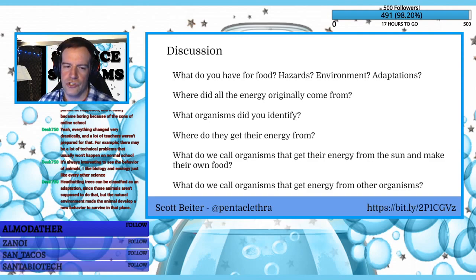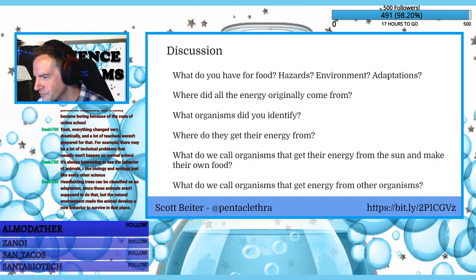Where did all the energy originally come from? Right? This is all about energy transfer in the ecosystem. So, where did that energy come from originally? They're supposed to say the sun. See what kind of organisms they can identify. And you can ratchet these up and down as far as what your expectations are if you're doing this with littles or if you're doing middle school or high school. And talk all about energy and energy movement through the ecosystem.